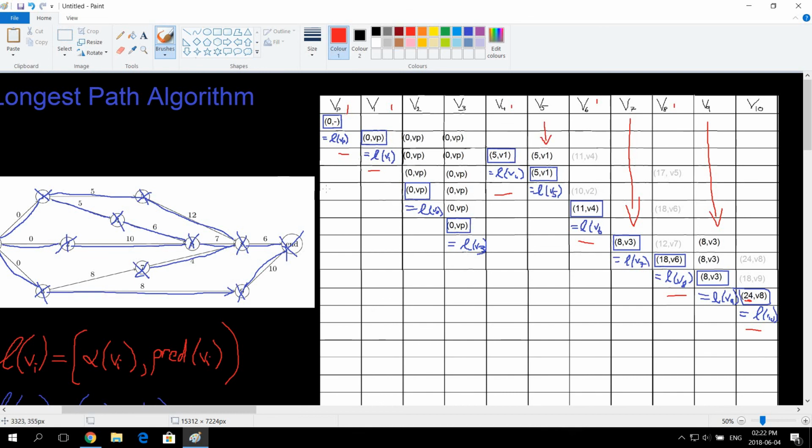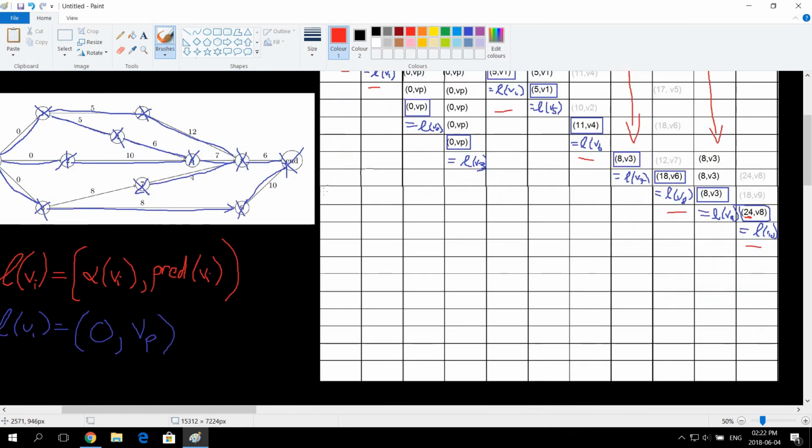So if you want to know what's the longest path to get to V5, it's actually 5. Okay. If you want to know the longest path to get to V7, it's 8. If you want to know the longest path to get to V9, it's also 8. The longest path to V8, it's 18. So on and so forth.